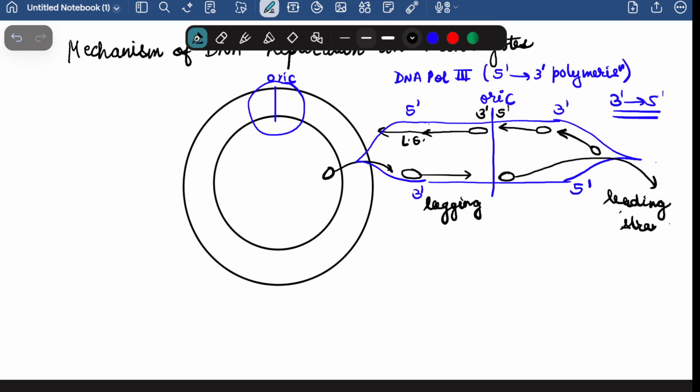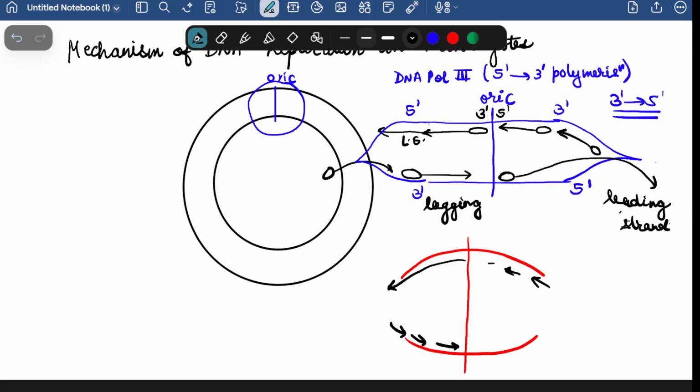So overall, if I have to say what happens inside a replication bubble, so if this is your replication bubble, here will be your OIC, and from here the direction is such that here it is the continuous leading strand, but here it is the lagging strand. Then here it is again the lagging strand, and here it is the continuous leading strand. And in this way, the complete replication will take place.